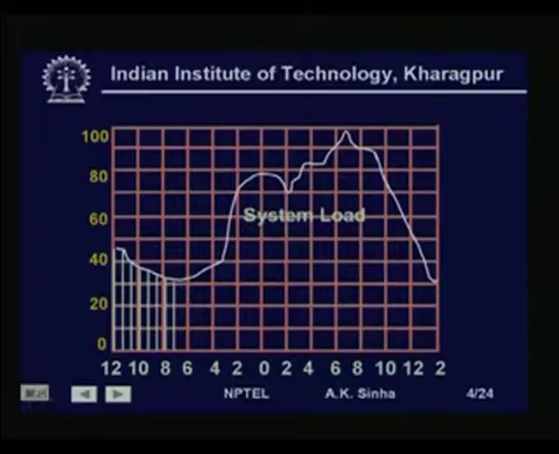In a power system, as you can see from this diagram, the load on the system keeps on varying all the time. That is, the load on the system is not constant, it keeps on changing all the time, as we had discussed earlier. And we have a number of generators which supply this load.